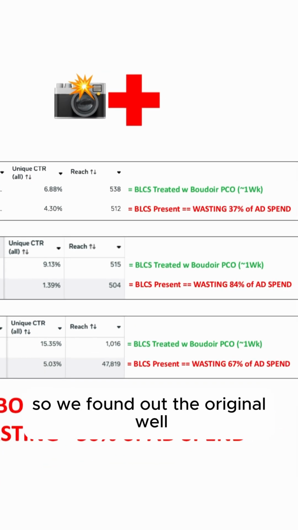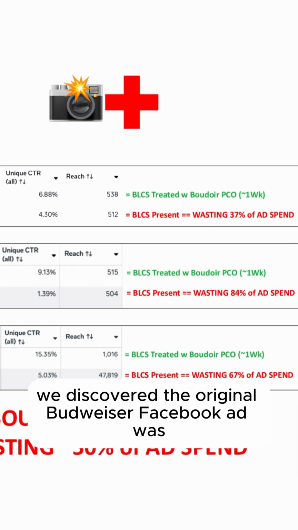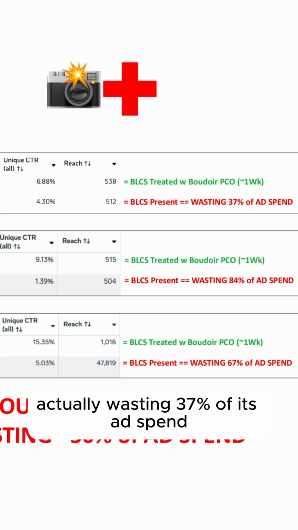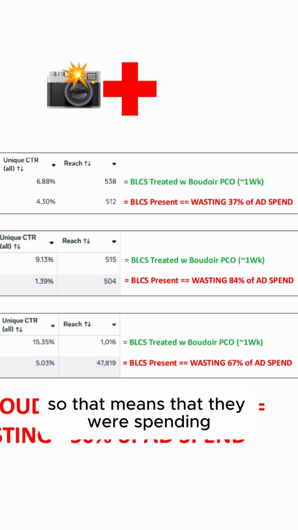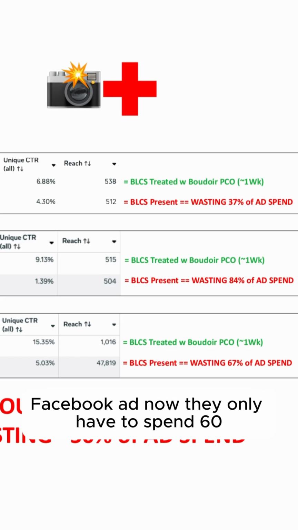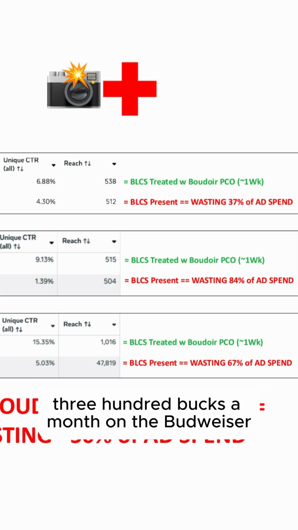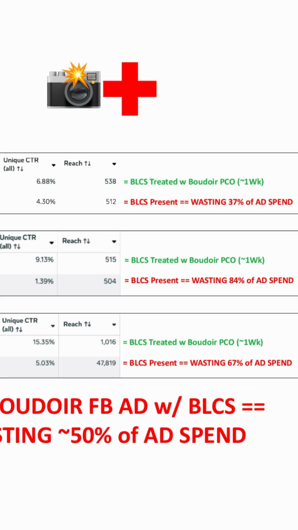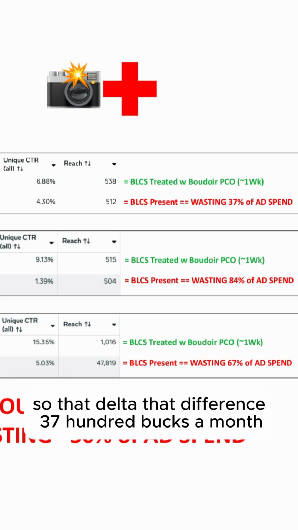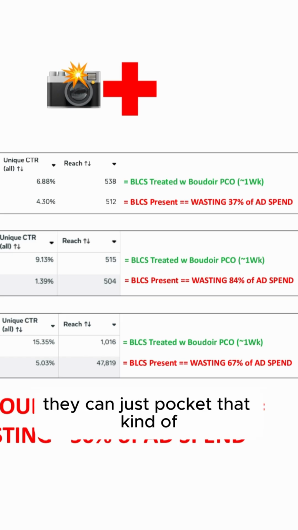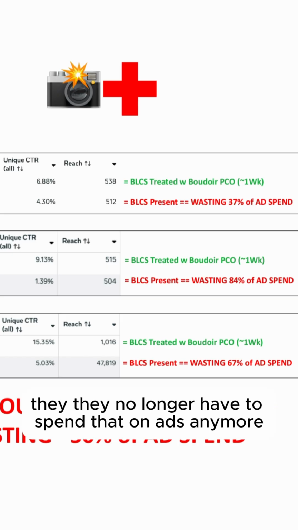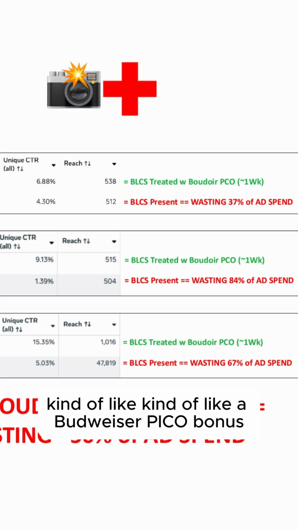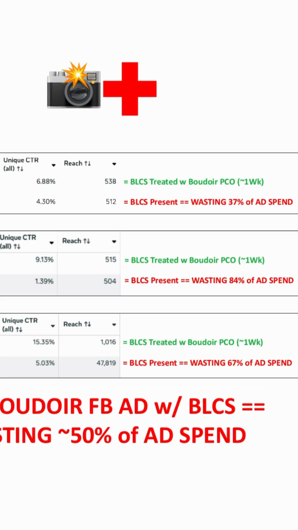So we discovered the original Boudoir Facebook ad was actually wasting 37% of what it could have been achieving in ad spend. That means they were spending 10 grand a month on the original Boudoir Facebook ad. Now they only have to spend $6,300 a month on the Boudoir Pico treated ad to get it into the same number of women's brains. So that delta, that difference, $3,700 a month, they can just pocket that as a phantom bonus. They no longer have to spend that on ads anymore, kind of like a Boudoir Pico bonus.